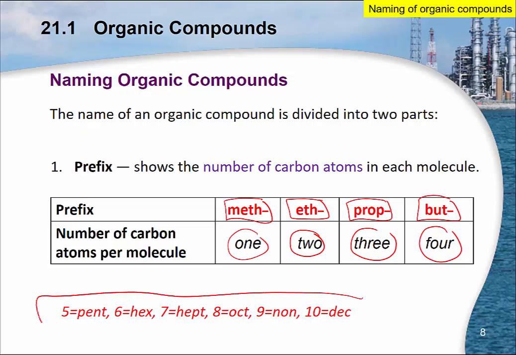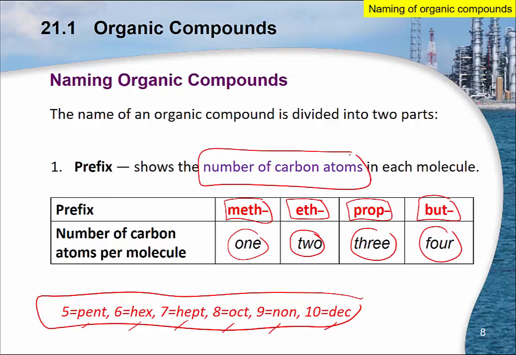But if you want to know the rest, they are here. 5 is pent, like pentagon, 5-sided. Hex, hexagon, 6-sided, is 6 carbon. Hept is for 7, oct is for 8, non is for 9, and dec is for 10. These are the number of carbon atoms in each molecule.